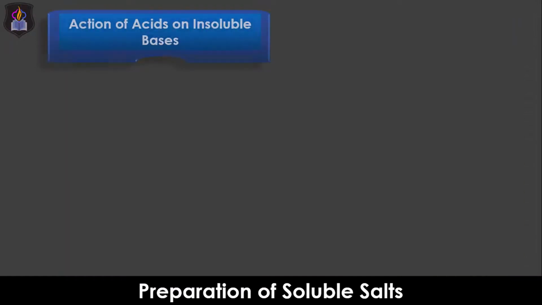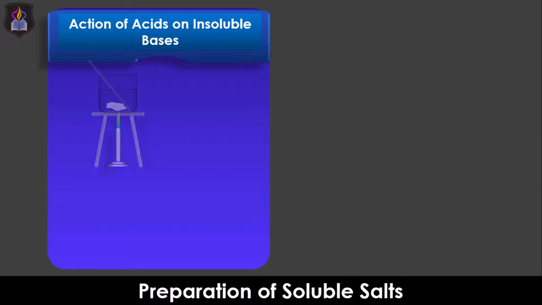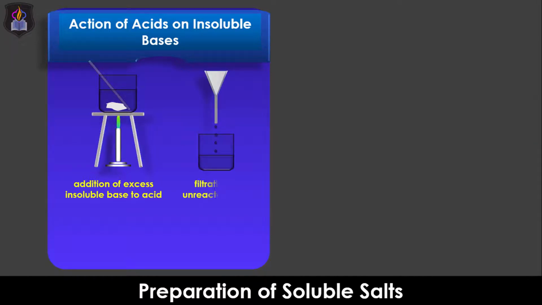Next is action of dilute acids on insoluble bases to form salts and water. On the action of dilute acids on insoluble bases, the dilute acid is heated and the insoluble base, most times oxides or insoluble hydroxides, is added a little at a time and stirred until no more base dissolves. The excess base is filtered off, leaving a solution of the salt as the filtrate.